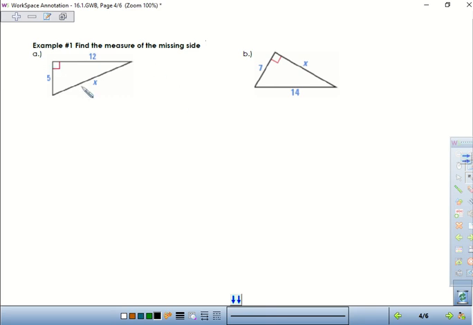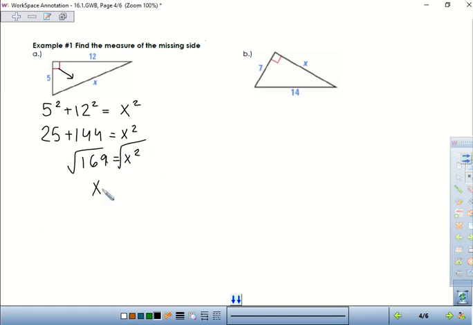In order to use the Pythagorean theorem, we take the two legs squared, added together and equal to the hypotenuse squared. Now the side that is alone on the right of the equal sign always has to be the hypotenuse. You can identify the hypotenuse because it's always directly across from the 90-degree angle. So this would be 25 plus 144, 169 equals x squared. We square root both sides. Luckily for us, 169 is a perfect square, so it gives us 13. Any questions about that? All right.